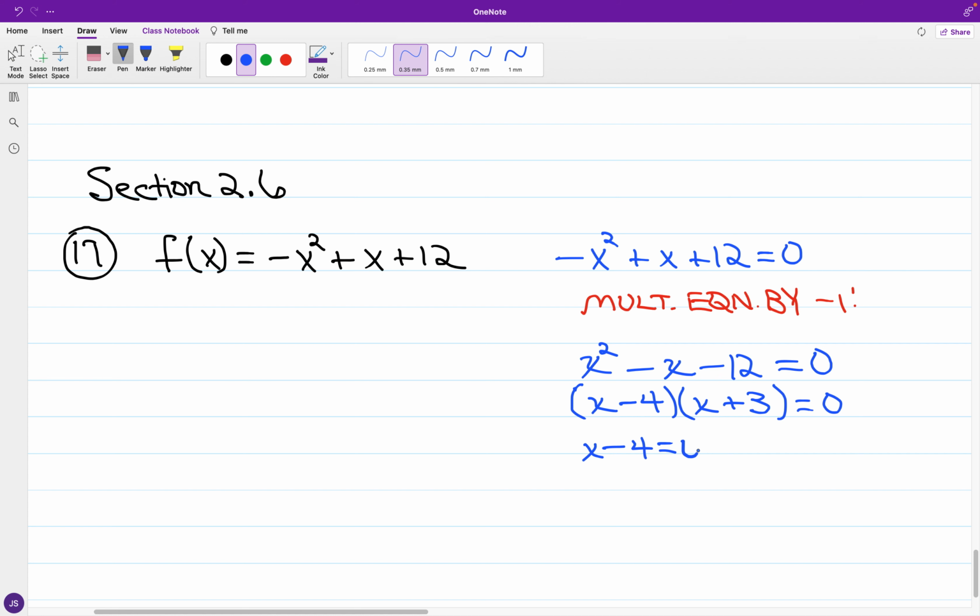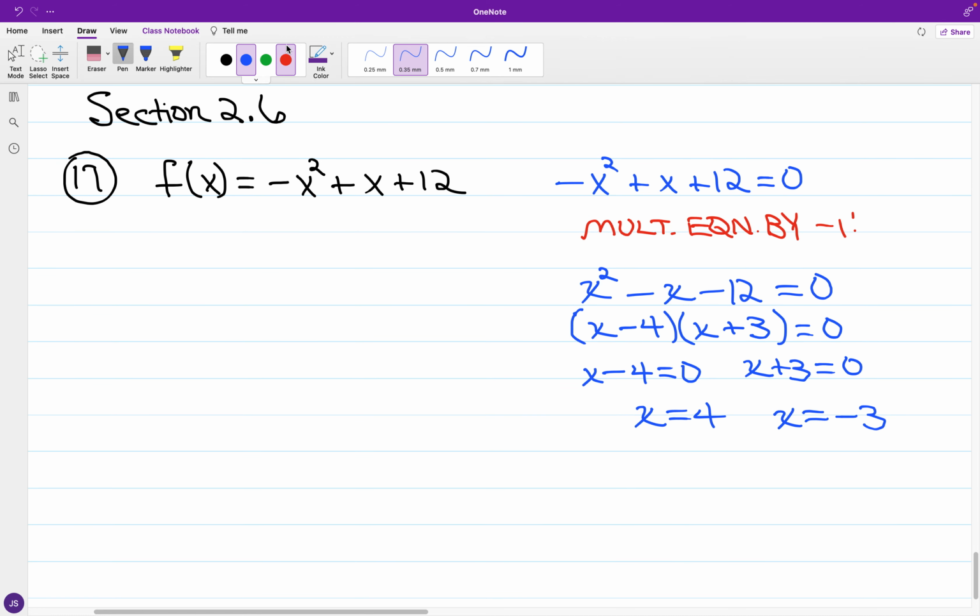And we have the zero product property. So itemizing the factors and setting equal to 0. From x minus 4 equal to 0, we have x is equal to 4. And from x plus 3 is equal to 0, we have x is equal to -3, right?